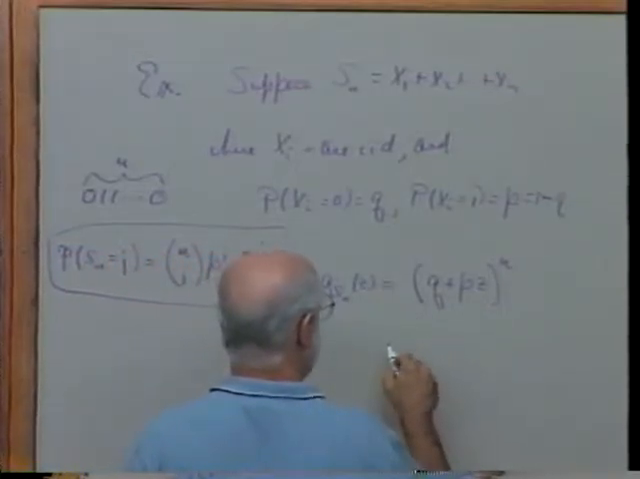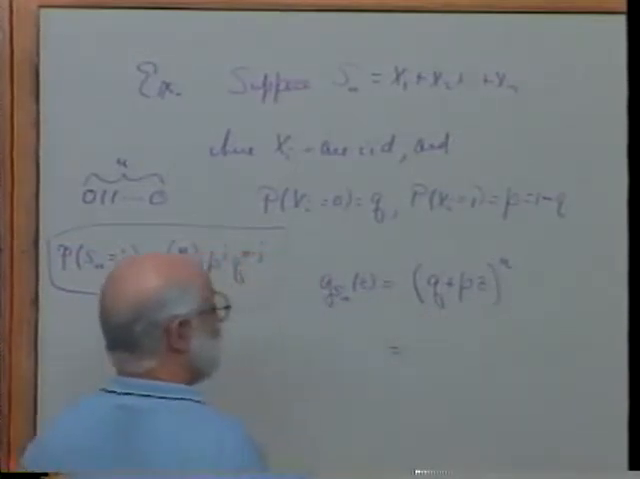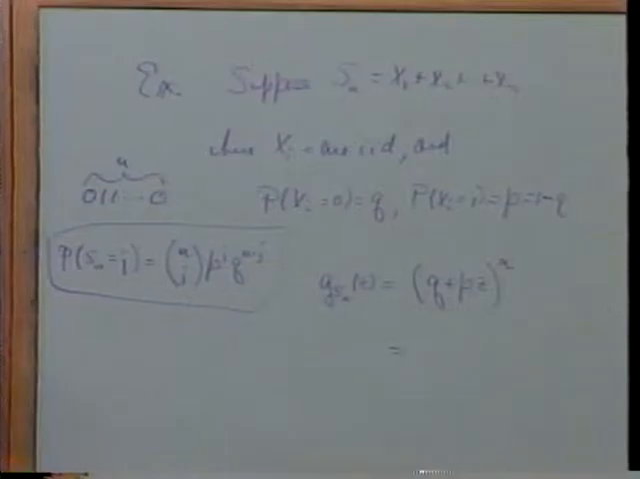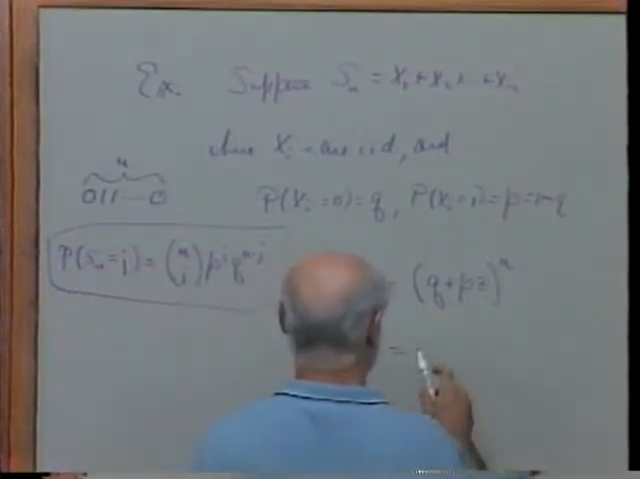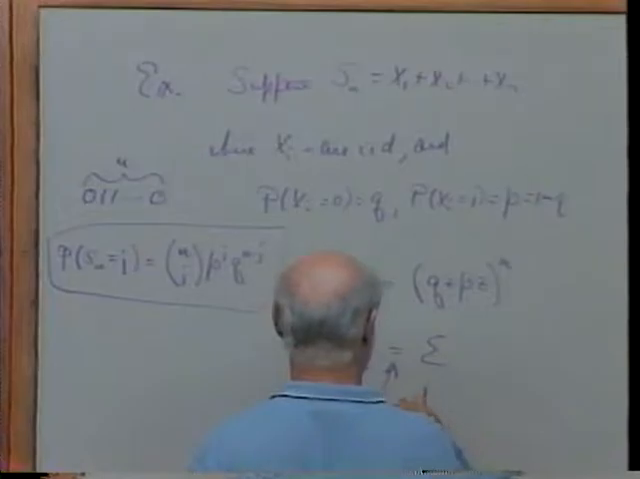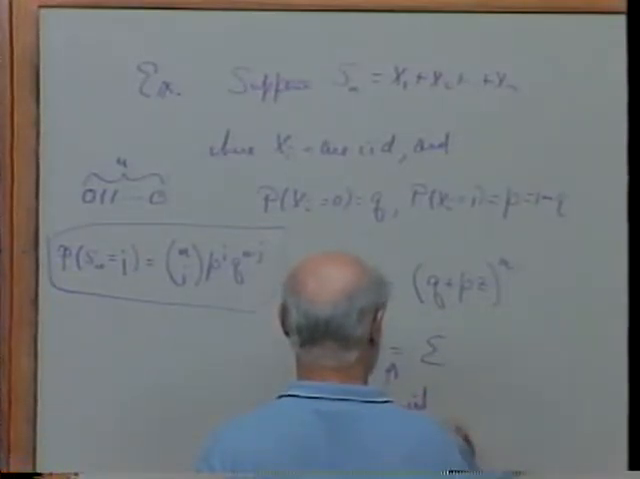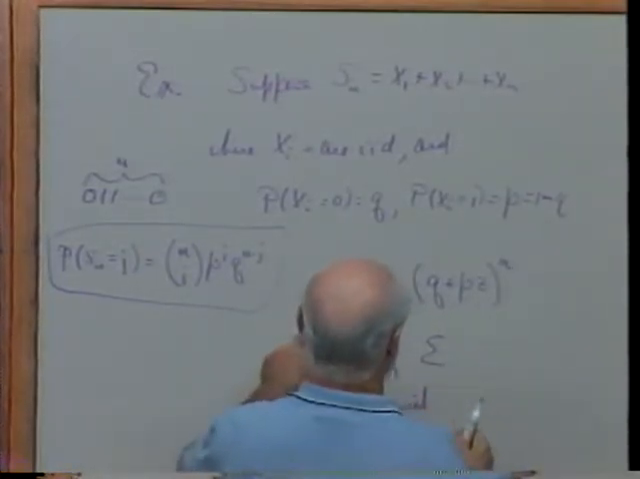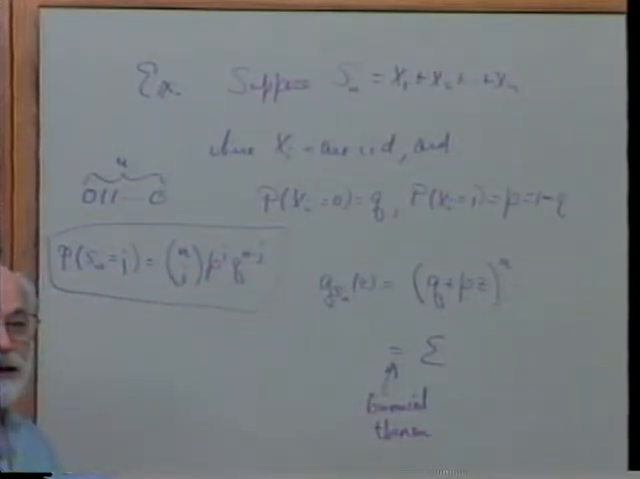OK, if that's the generating function, now all I have to do is expand that. But now I can expand that by the binomial theorem. So according to the binomial theorem, this would be the sum. So what I'm doing now is arithmetic on the generating function. But the convolution part was easy. All I did was raise that thing to the nth power.